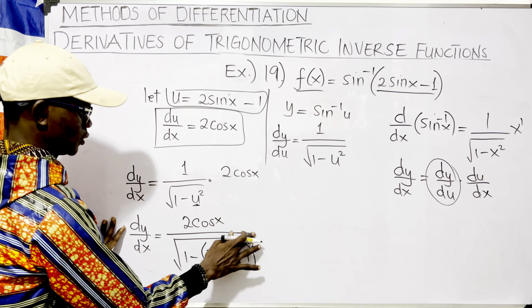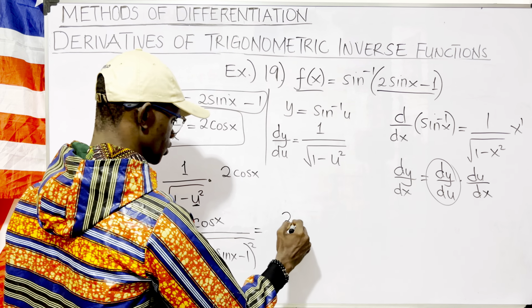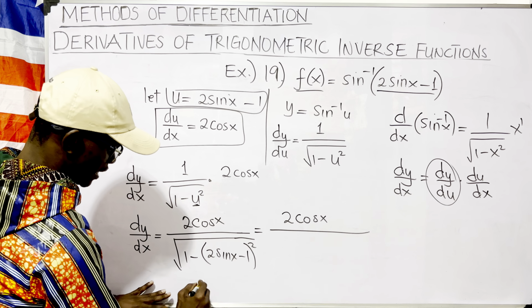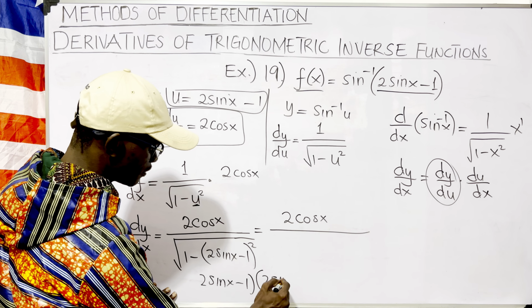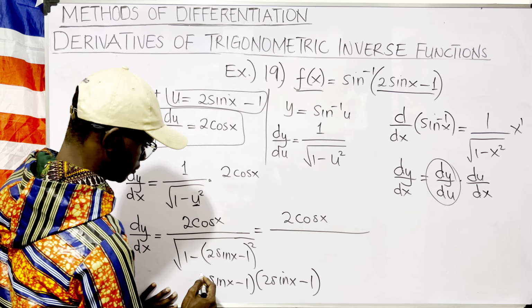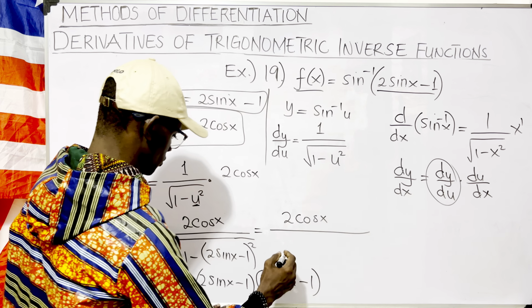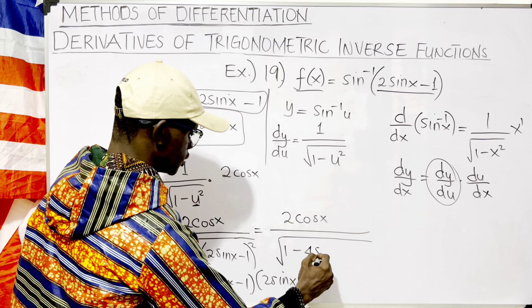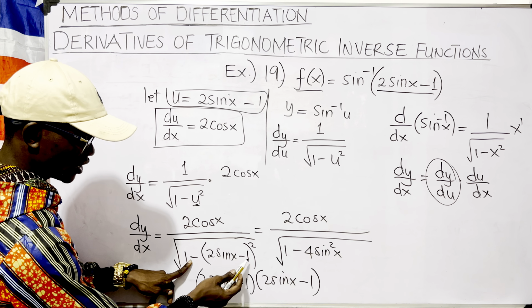So we can simplify the denominator. We can multiply this twice, that is 2 sine of x minus 1, and then 2 sine of x minus 1. So 2 sine of x times 2 sine of x gives us 4 sine square x. Remember this negative affects every term in here.